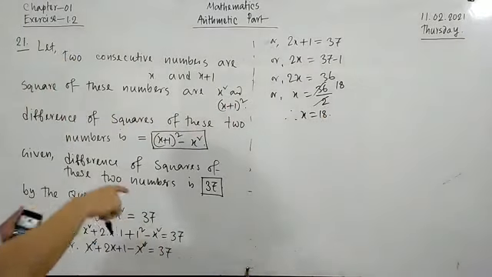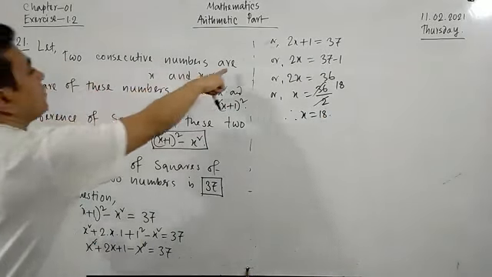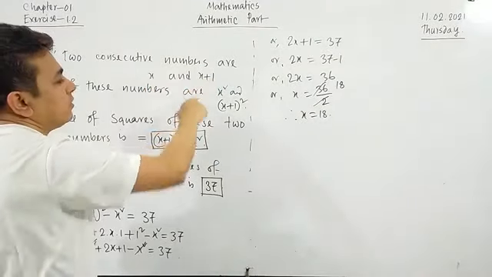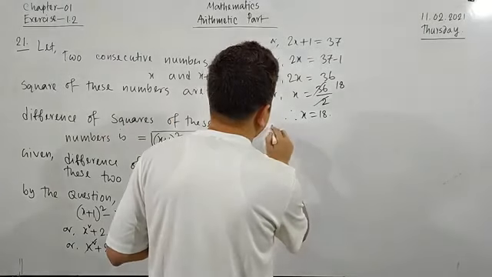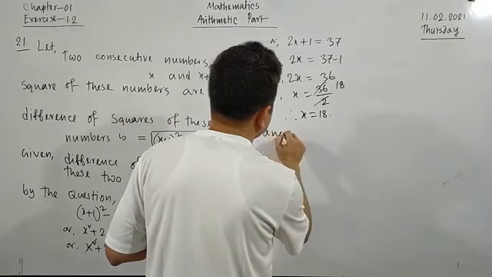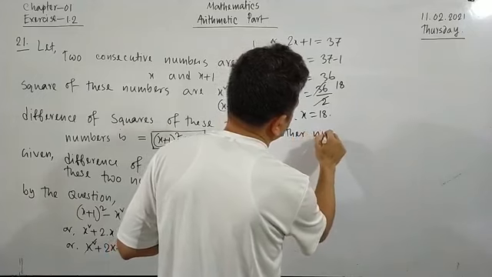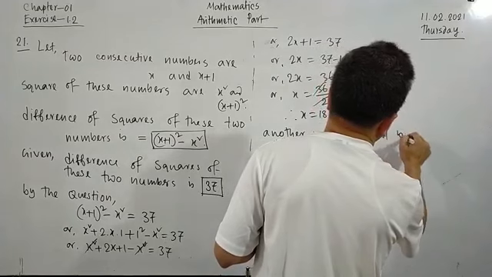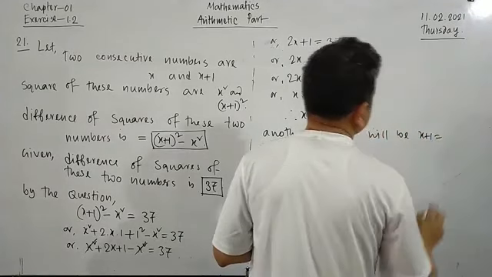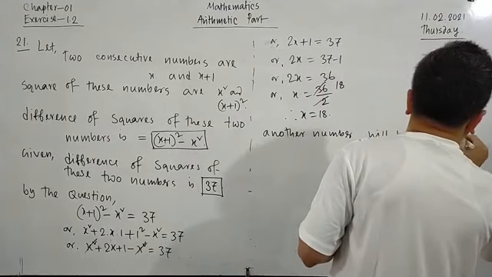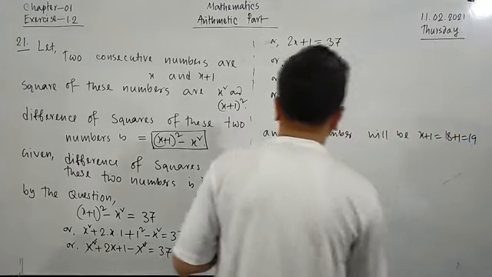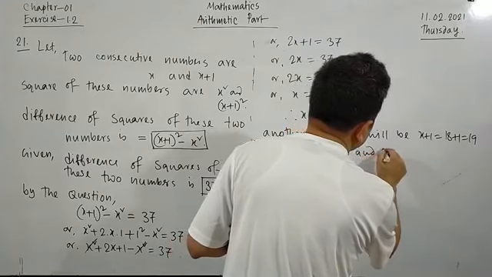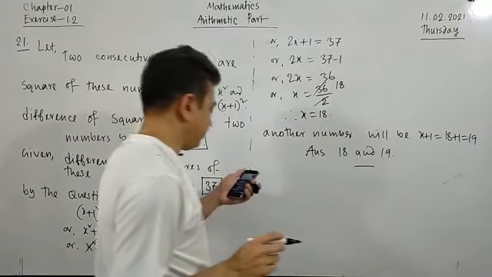So the two consecutive numbers are x, which equals 18, and the other one is x plus 1. So the other number will be x plus 1 equals 18 plus 1 equals 19. So the answer is 18 and 19.